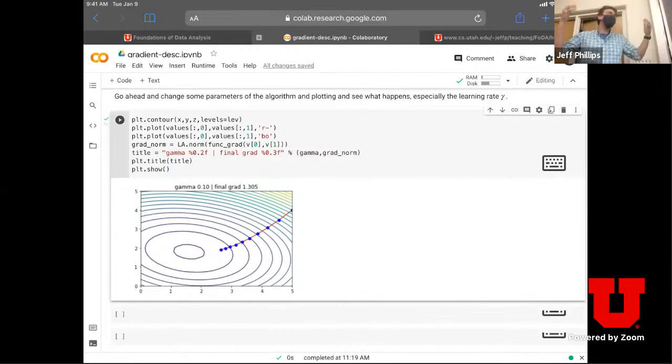It's pretty fast in this case, but if you're running a much more complex system where the gradient is much more expensive to evaluate, you are not going to want to take hundreds of steps. You'd rather take 10 steps, right? Okay, so the learning rate is an important question.